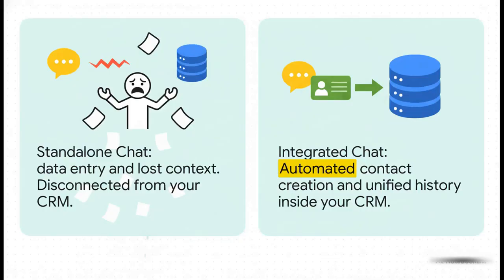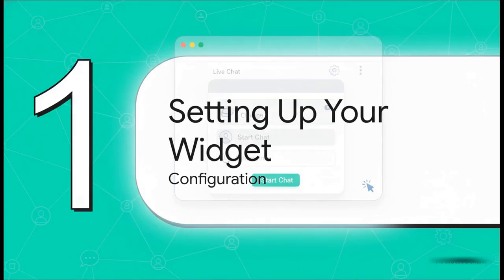You know, the old way was all about manual work. You're entering data by hand, the context from one chat to the next gets totally lost, and honestly, it's a pretty clunky experience for everyone. But with an integrated tool like HelloCRM's live chat, the whole thing is automatic. A new chat instantly creates a contact, and the entire conversation history is logged from day one right where you need it. So how do you even get started?